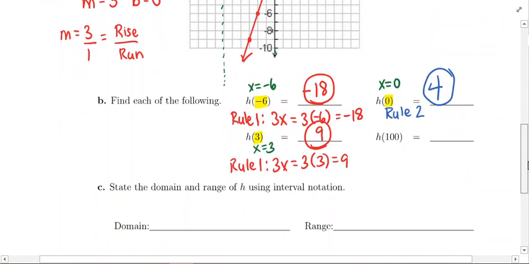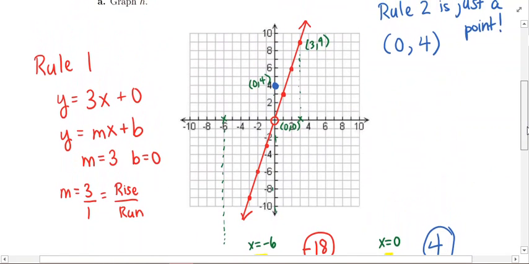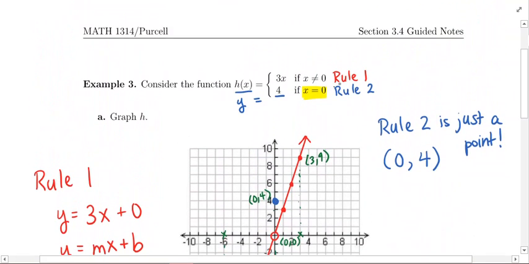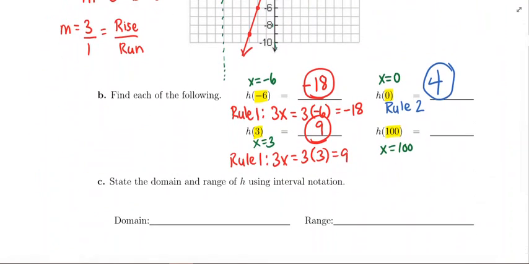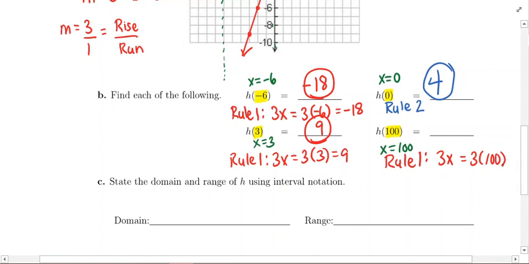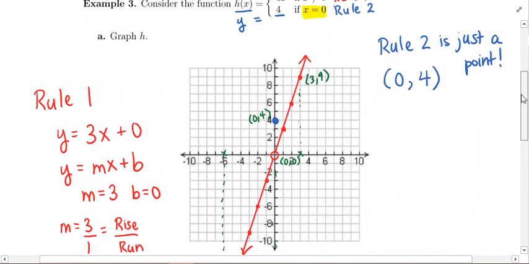Lastly, we have h of 100. So here x is 100. An x value of 100 is obviously not on our graph, so we have to use the equation. We need to use rule 1 because again your x value is not 0 here. So we would use rule 1, and that is once again 3x. So we're going to have 3 times the x value, which is 100. We would get 300 as the answer. That makes sense because if you're way out here at 100, the y value is going to be way up in the sky. So 300 makes sense.